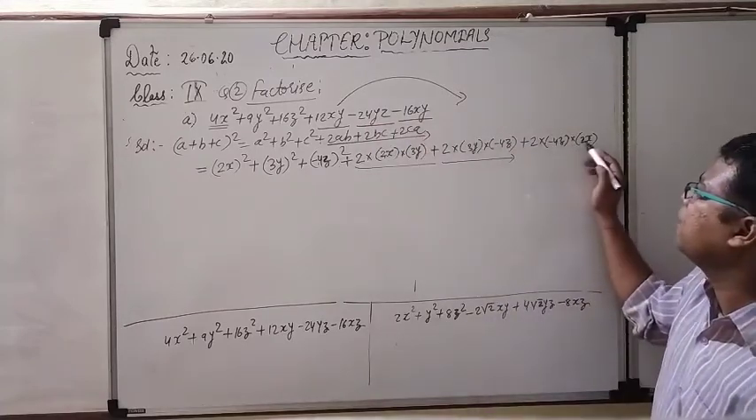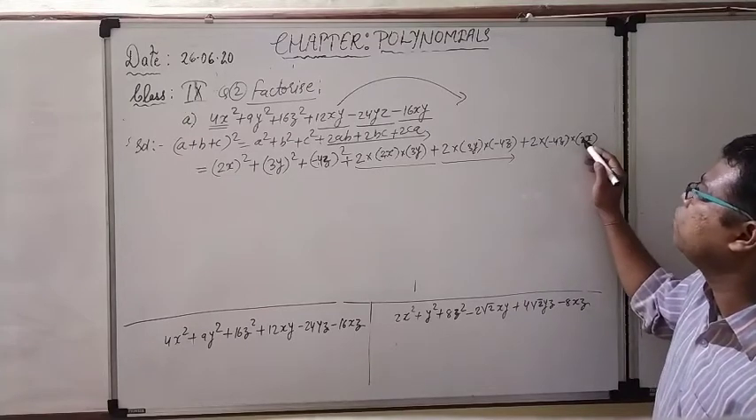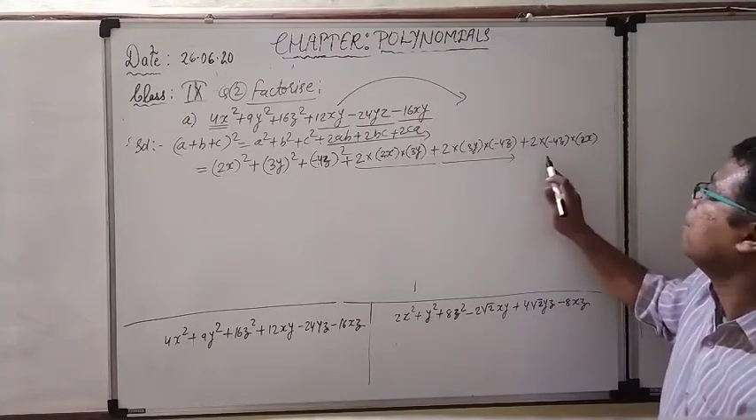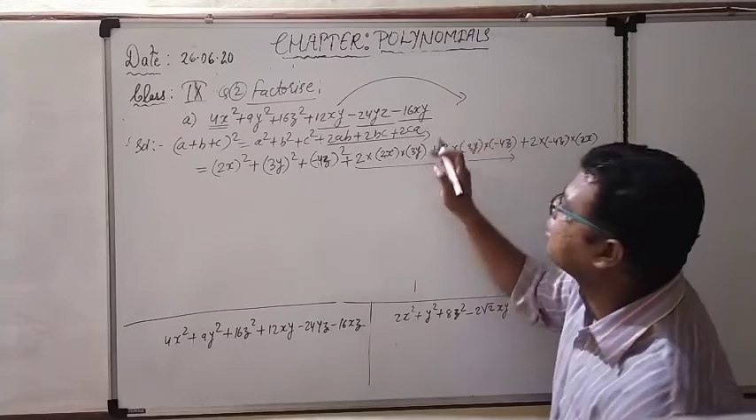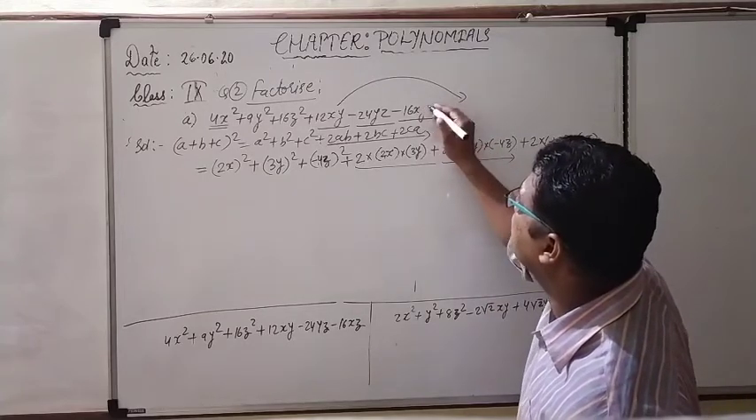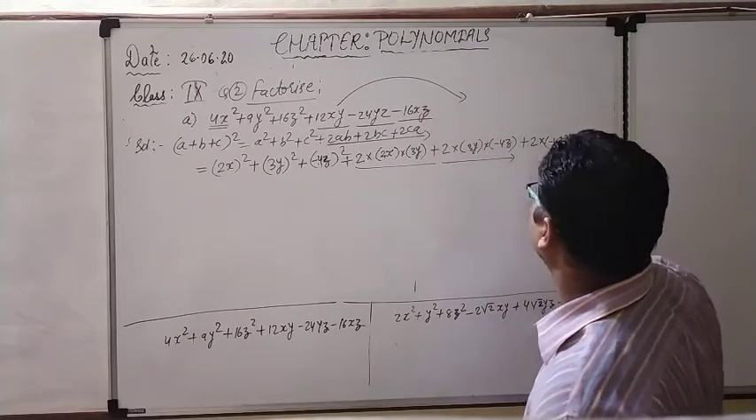And after that again multiply here. 4 times 2 is 8, 8 times 2 is 16, minus 16xz. It is written wrongly here, this is actually xz. So xz will be there.